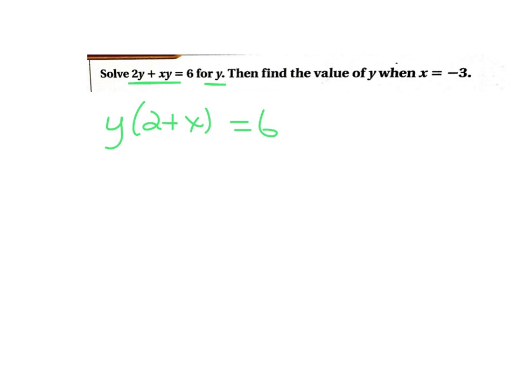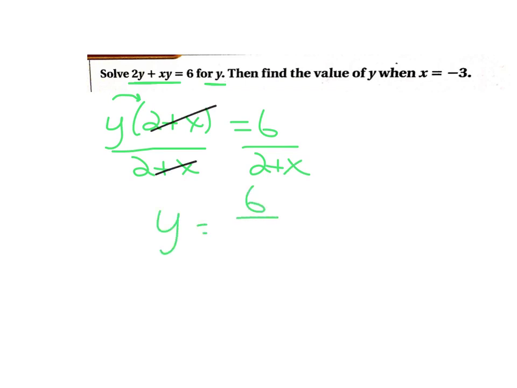Just factor it out. And then you've got to really read what this says. It says y times this parentheses. Again, for about the 5th time today, the opposite of times is divide. So I'm going to divide both sides by 2 plus x. And of course, on the left-hand side, this always happens. Cancels. And so this is what I end up with.